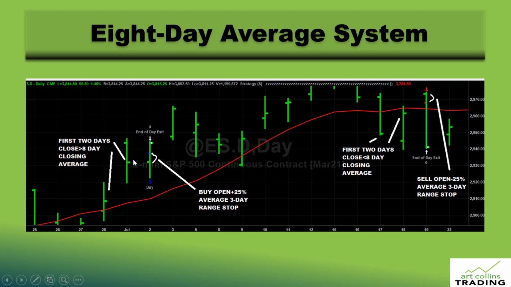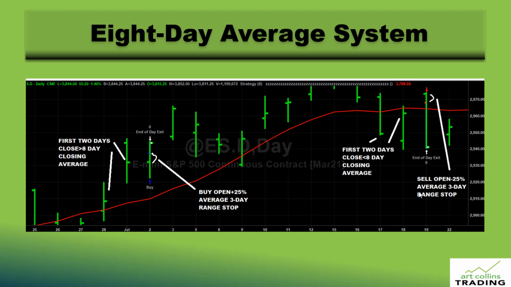Here you have the second day in a row that the close is above the 8-day closing average. So you buy it at the open plus 25% of the average 3-day range on a stop, and you exit on the close. Here you had the first 2 days in a row that were under the 8-day closing average. So you sell short at the open, minus 25% of the average 3-day range on a stop, buy it back on the close.